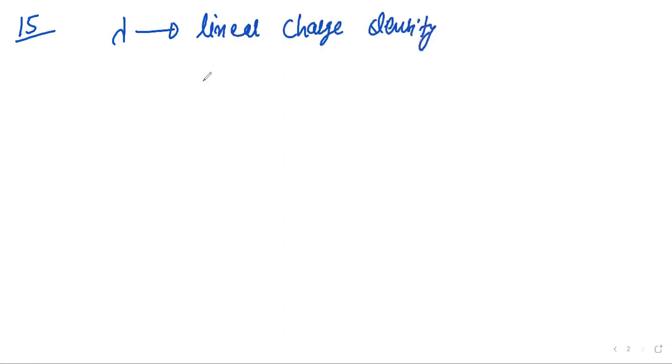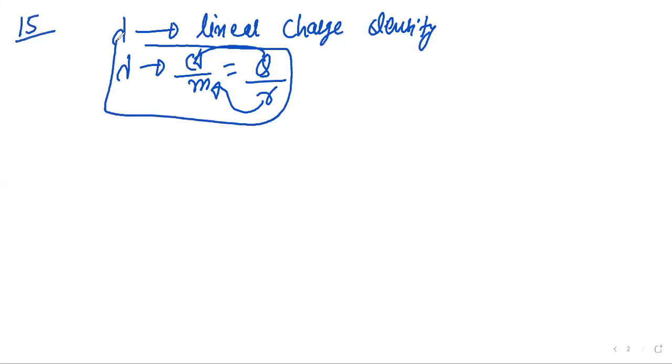Now look at question number 15. Two parallel infinite lines with linear charge density lambda are given. Lambda is nothing but linear charge density. Its unit is coulomb per meter, because it is nothing but charge upon distance. Charge unit is coulomb and distance unit is meter. This is called linear charge density.